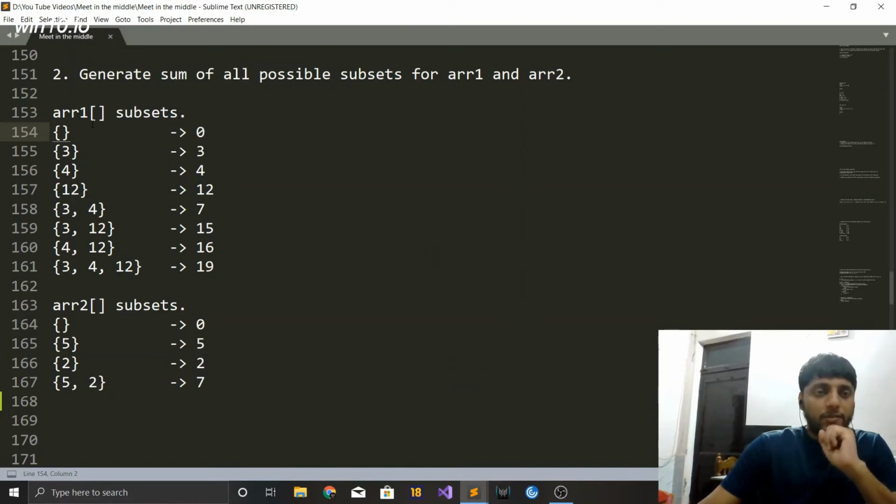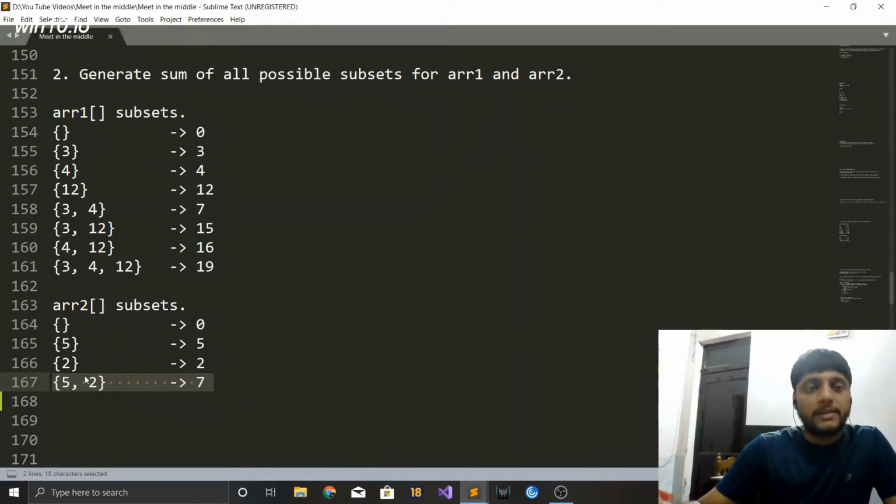So how does this observation help us? We are supposed to find the maximum sum subset having sum less than or equal to s. Using the subsets of array 1 and array 2, we can generate all the possible subsets of the original array. This means that there exists one subset in array 1 and one subset in array 2 such that if you take these two subsets and do a union of them, you will get the subset which has the maximum sum less than or equal to s.